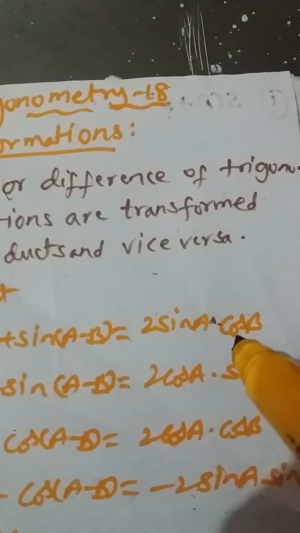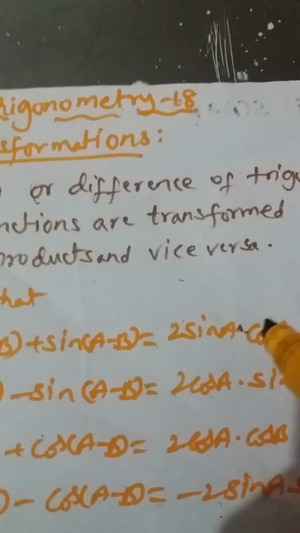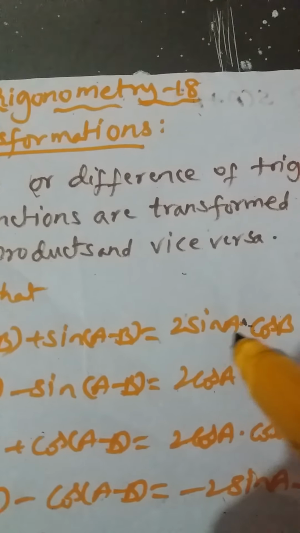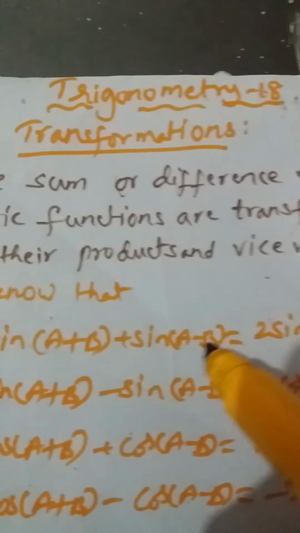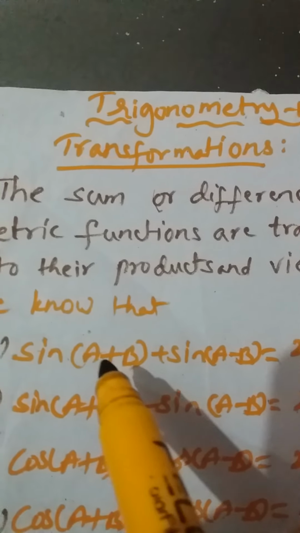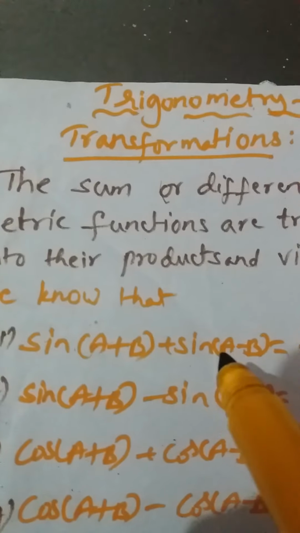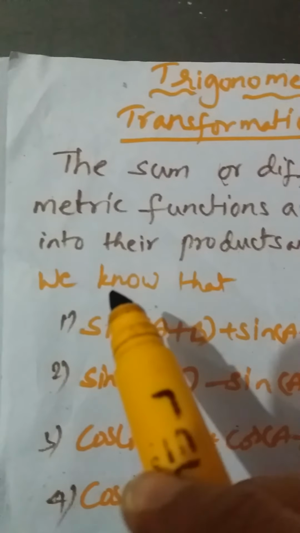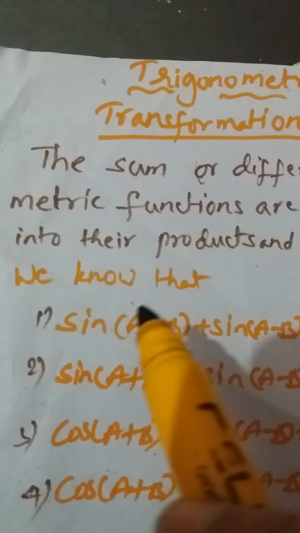Or sometimes the product of trigonometric functions will be given, and we have to convert it into a sum or difference of two trigonometric functions. So this is the concept. Already I explained the formulas based on compound angles.